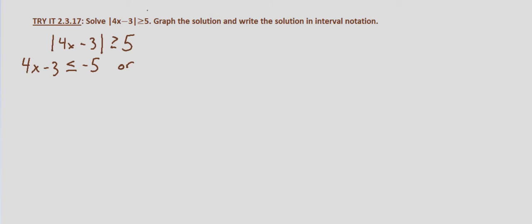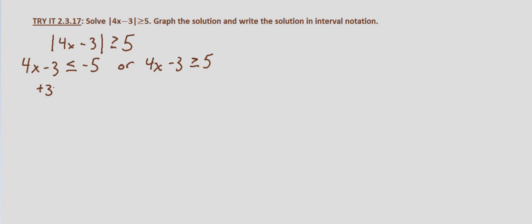And again, that's or 4x minus 3, keep everything the same, greater than or equal to 5. So again, for what's inside the absolute value on the left, change the direction of the inequality symbol and change the sign for the right-hand side, and then or, and then just what's there. 4x minus 3 is what's on the inside, and 5 is what's on the right-hand side, and we keep the inequality symbol the same direction.